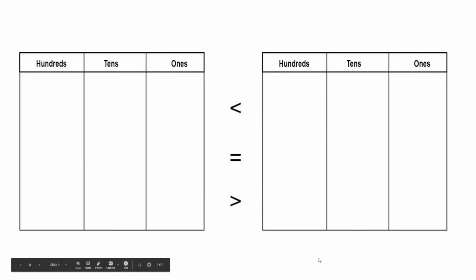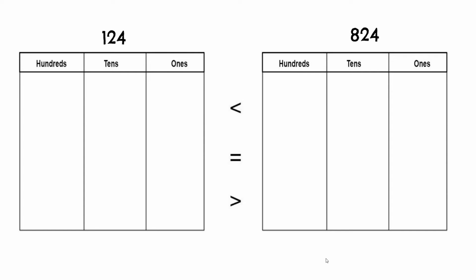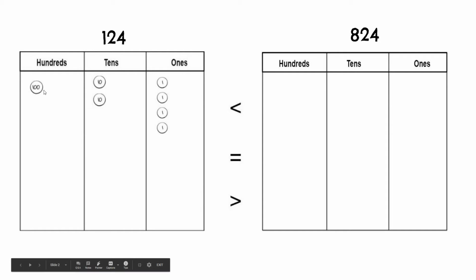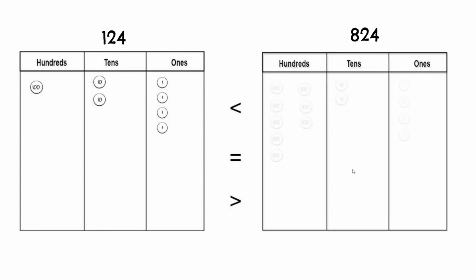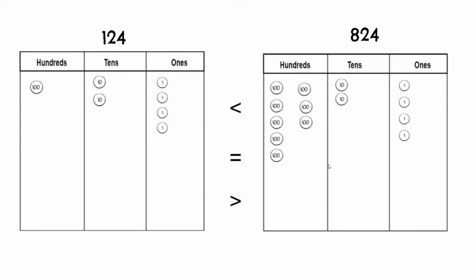So I have here two place value charts. We're going to model 124 and 824. Let's model 124 first. Here we go. So we got 100, two tens, and four ones. Now let's move on to 824. Now we can see that we have 800, two tens, and four ones.